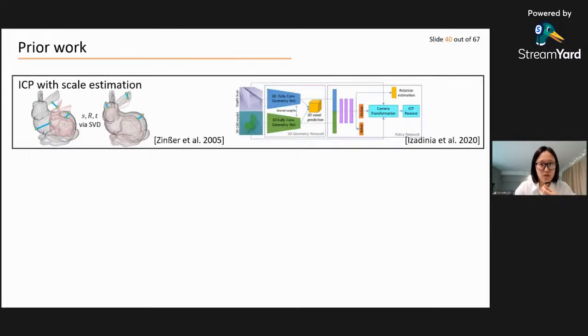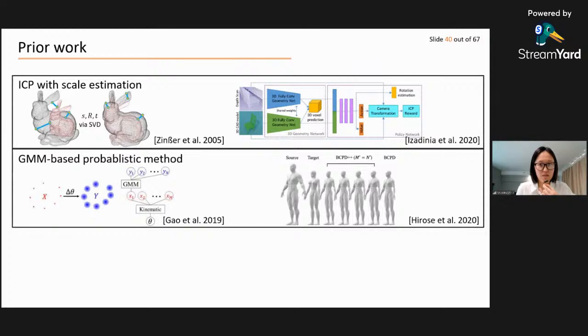We review some prior work on multimodal registration. One of the most straightforward approaches is to extend ICP by integrating a scale update step inside each iteration, which has been explored in both traditional methods and learning-based methods. Probabilistic approaches represent the point cloud using a Gaussian mixture model and cast the registration problem as a maximum likelihood estimation. These methods can estimate a combination of similarity transformation and non-rigid transformation. However, they can be trapped in local minima.